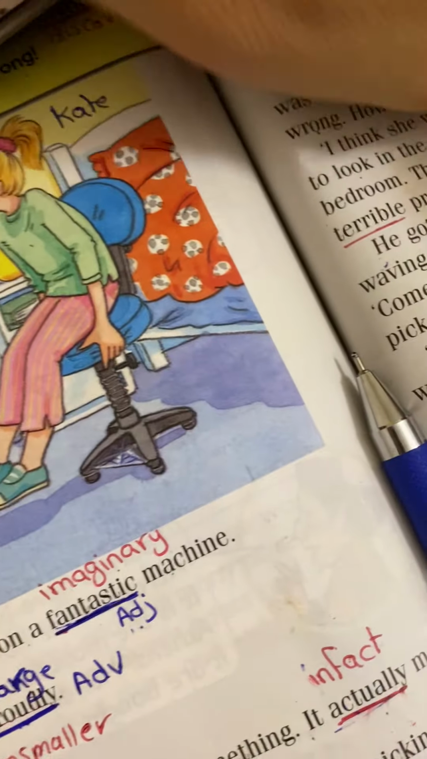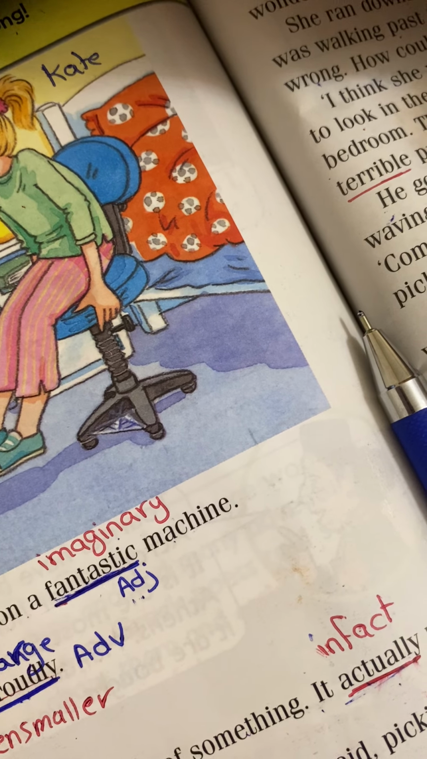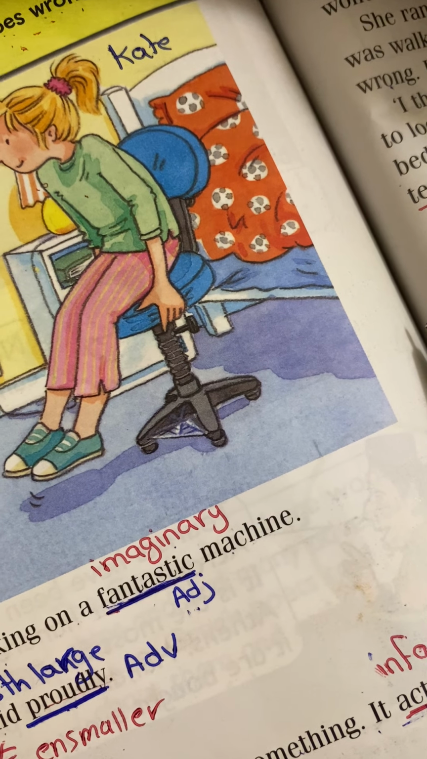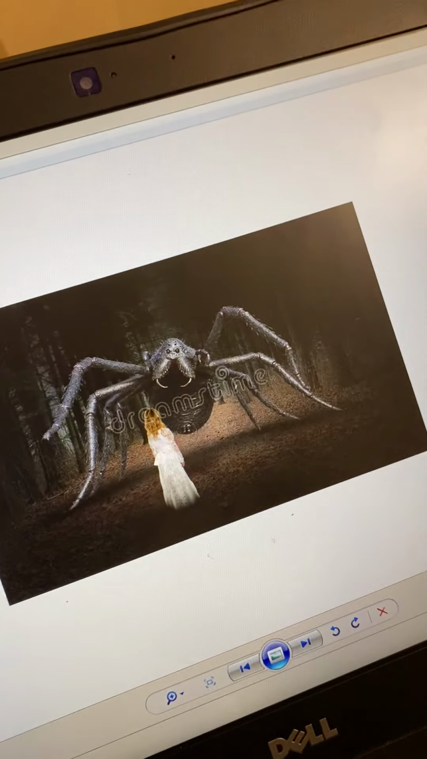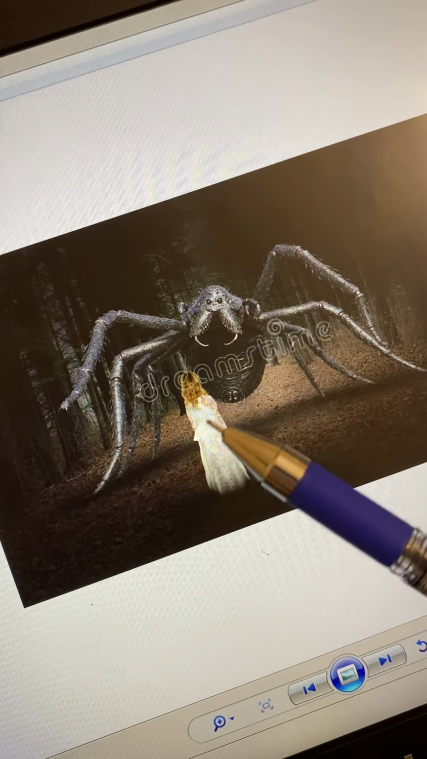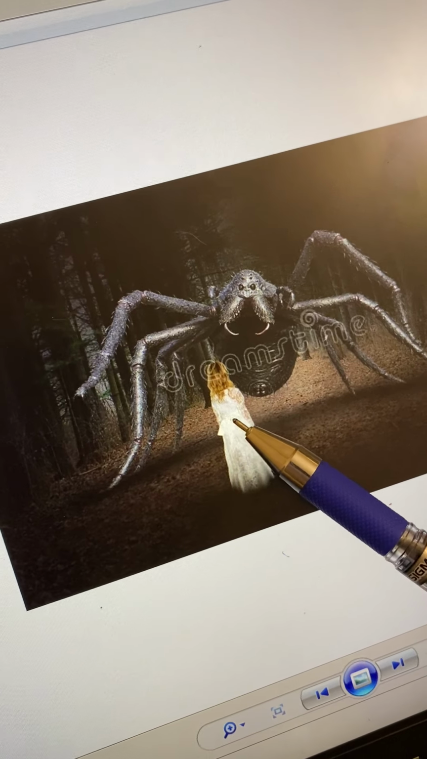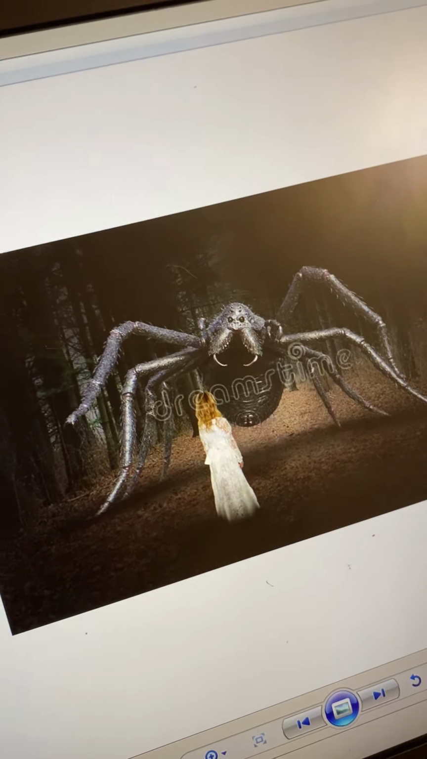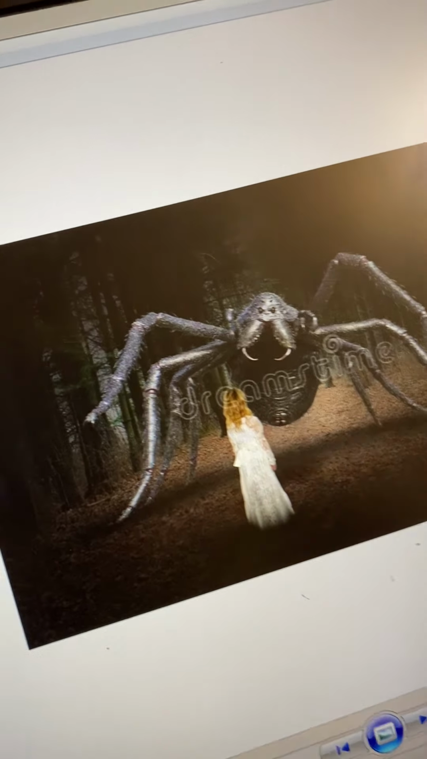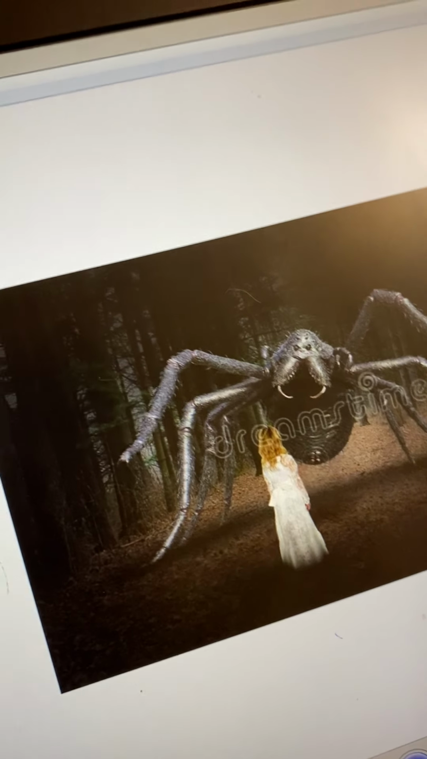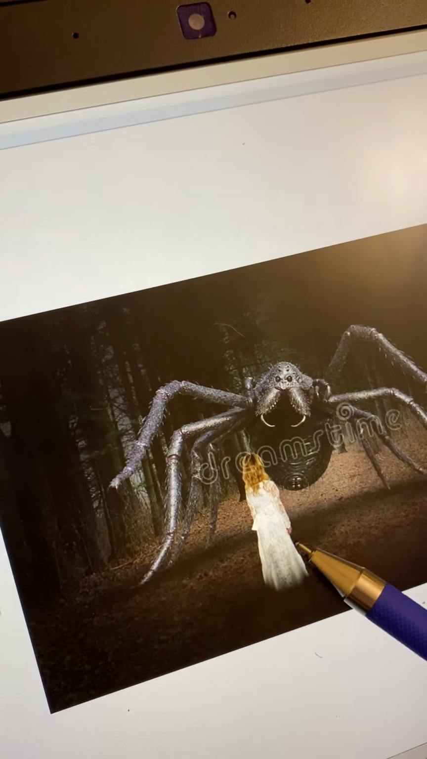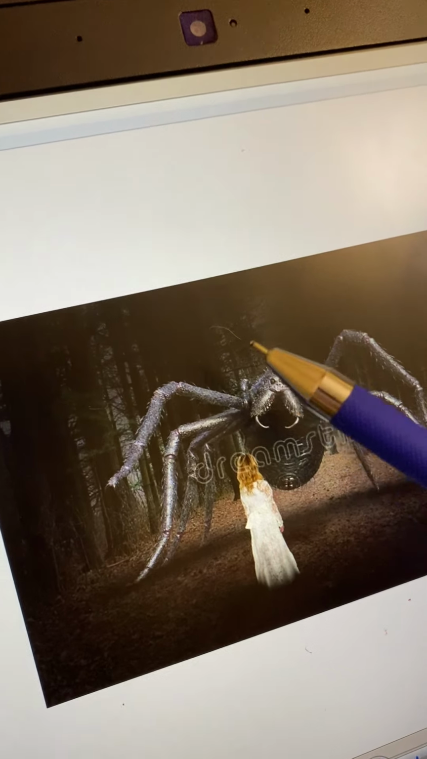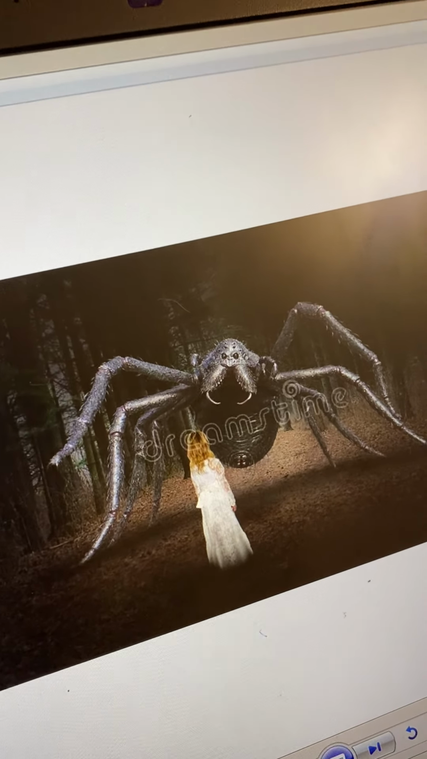Okay. Again, let's look at this picture. The first one is what? Katie is very small. Okay. Katie is very small, so a spider will be like a monster to you. So Katie is very small, so what? A spider will be like a monster to you.